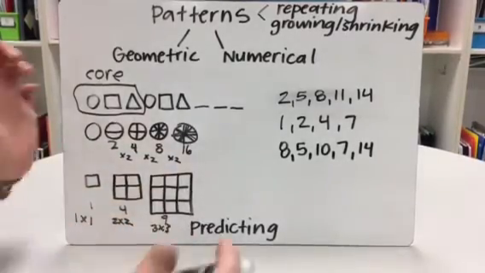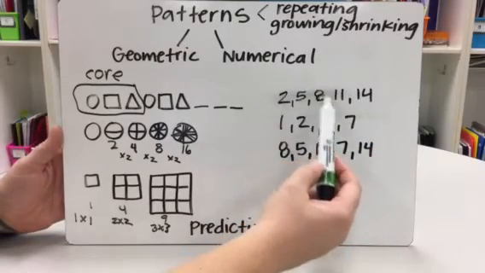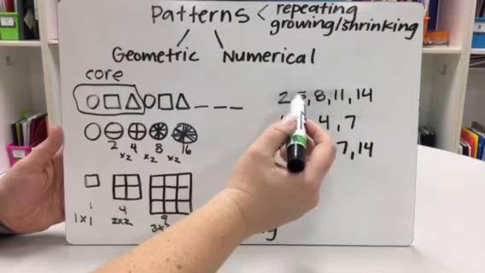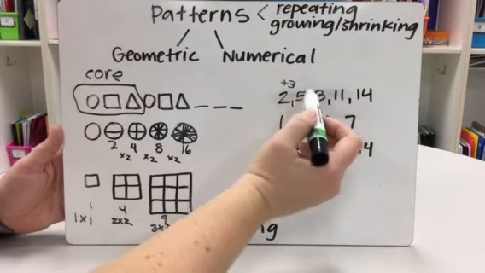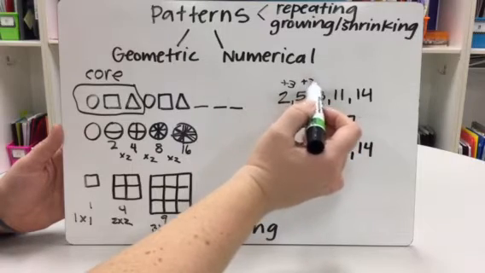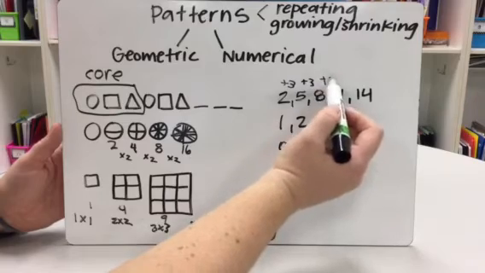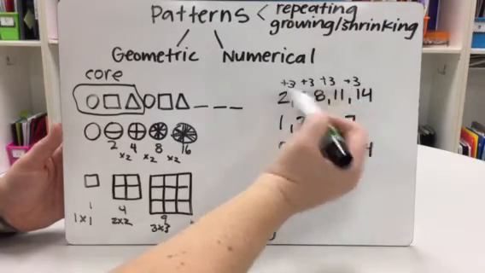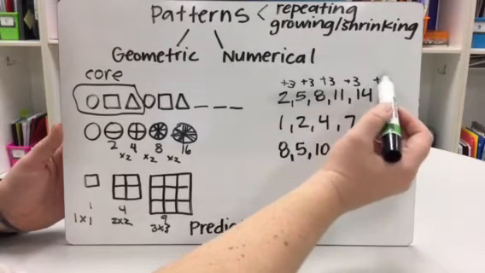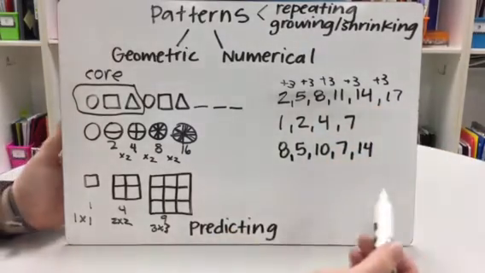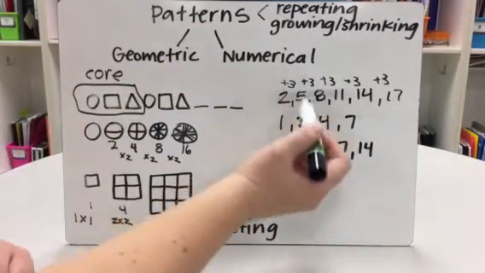So with numerical here, what we want to see is, what do I need to do to get from number to number? Well, if I do 2 and 5, I had to do a +3. And to get from 5 to 8, 5, 6, 7, 8, oh, that's +3 again. I think I might be seeing something. 8, 9, 10, 11. I think this is a +3 pattern. So I could predict next would be 14 plus 3 would be 17.